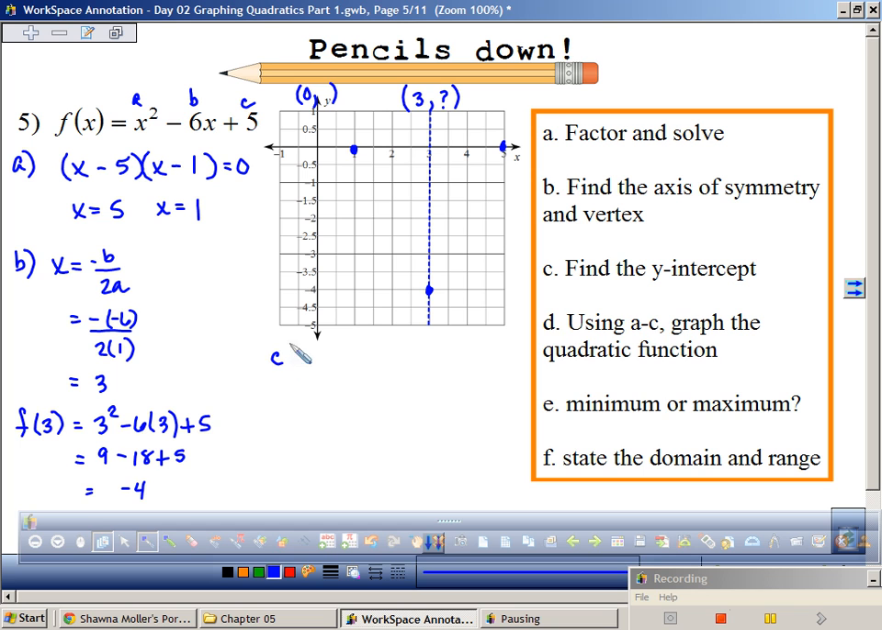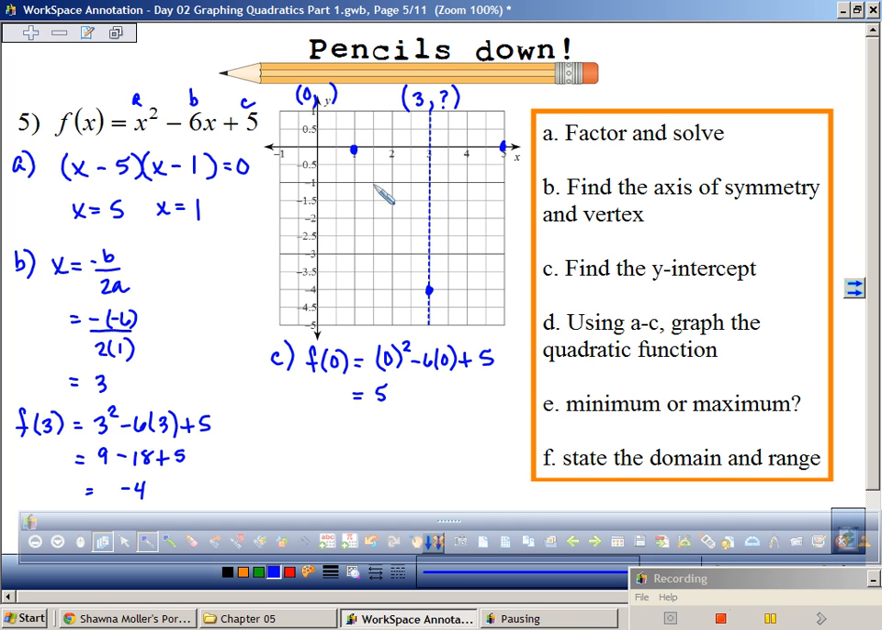C, find the y-intercept. So this time I'm going to make x what? 0. Same thing as I did with this one for the line of symmetry, but now I've got a different line, right? It's the y-intercept line. So I need to put in 0 for x, and I get 5. So when x is 0, y is 5. I don't have a 5 on here, but if I did, it'd be way up here, right? Would that make sense for this graph?